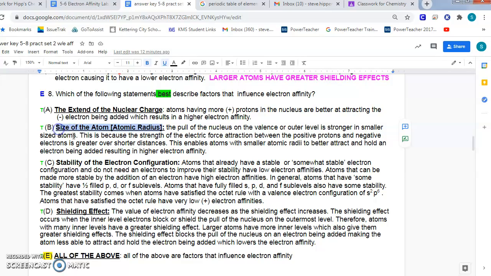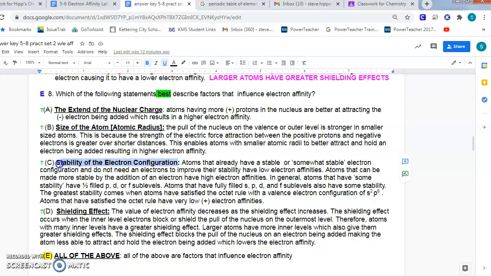Radius. We already talked about the size of an atom. Bigger atoms have trouble pulling electrons to them, so they have low affinities. Small atoms are great at pulling electrons to them, unless they're too small, like the second period. But smaller atoms attract electrons to them, giving them greater affinity.